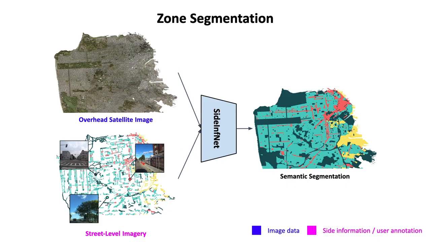The first dataset is zone segmentation, which we have been describing previously. In zone segmentation, we are provided with low-resolution overhead satellite images, as well as geotagged street-level imagery taken on the ground. We wish to produce segmentation outputs of urban zone classes using these 2 inputs.